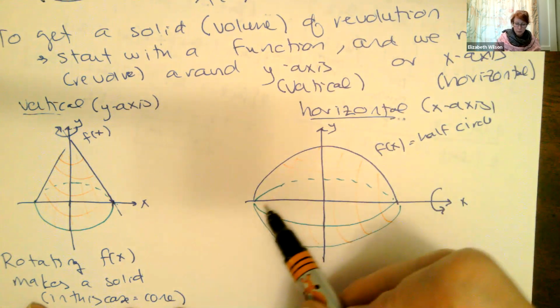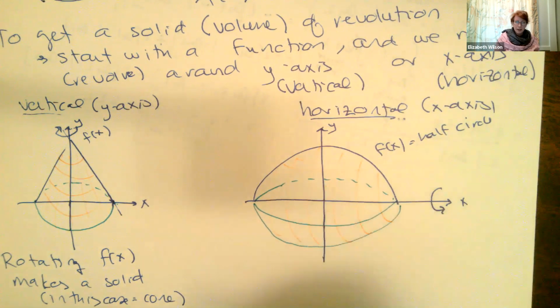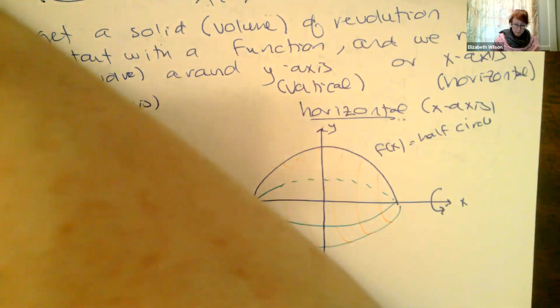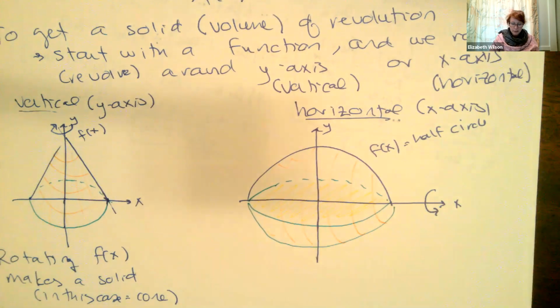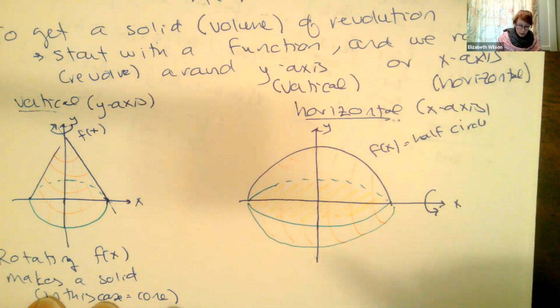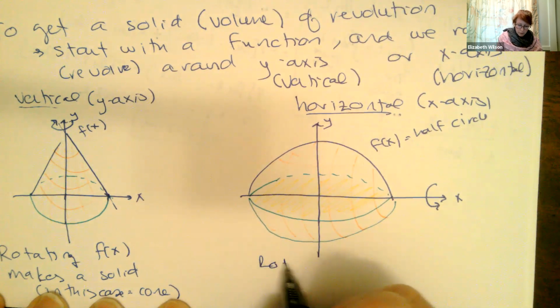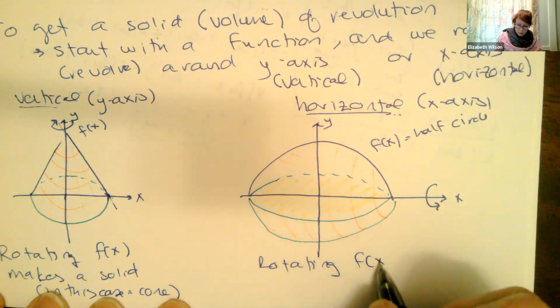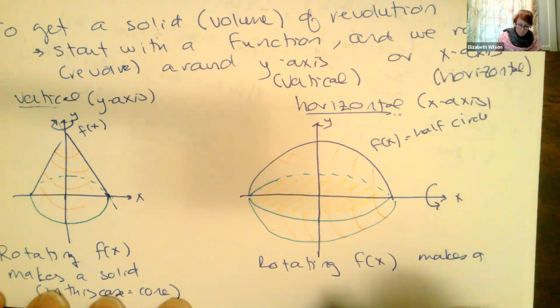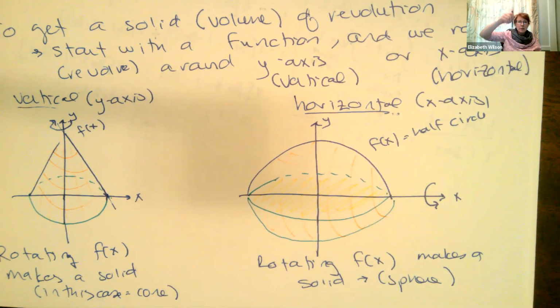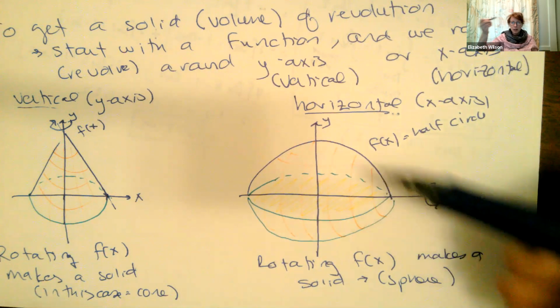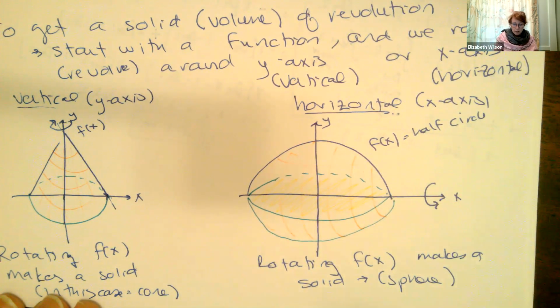I've got this three-dimensional shape, which has a circle as its cross-sectional area. So basically when I take this half circle and I sweep it around the x-axis, I'm going to create a sphere. It makes a solid, which in this case is a sphere. As I'm going around, I'm creating these circles because I'm taking this function and sweeping it around. So I've got this cross-sectional area of a circle that I'm working with.